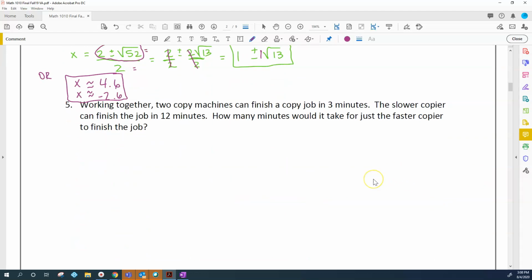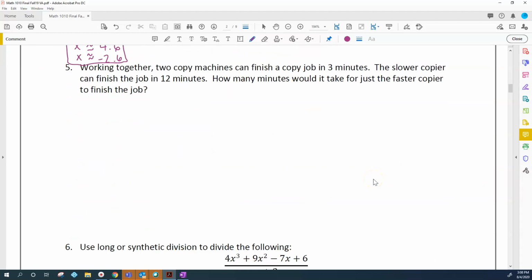All right, so on number 5, remember how we talked about there was a little shortcut way of doing these? If it asks you to figure out the time it takes to work together, then you did A times B over A plus B. But if it wanted you to figure out how long it took one of them to work alone, then you did A times B divided by A minus B. So this was just a little shortcut way to do this, which I think is helpful.